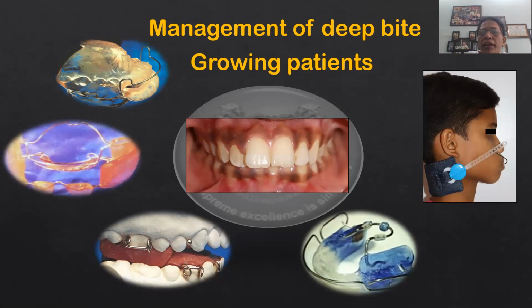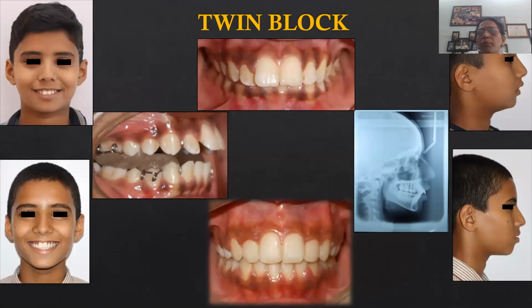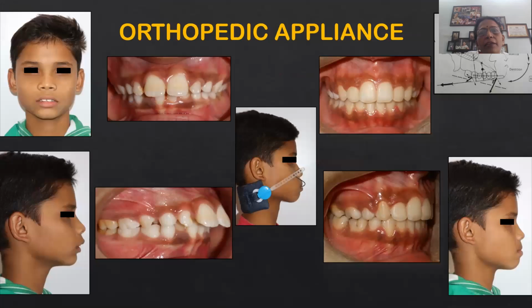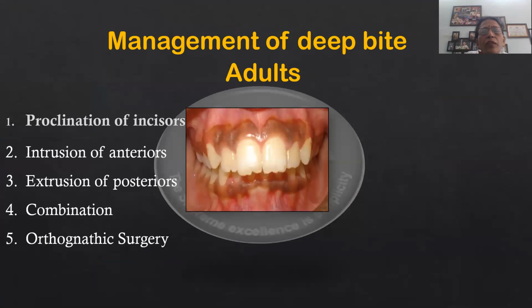There's an opening of the bite, there's an opening of the mandibular plane because of the trimming of the appliance, and this is a case with a twin block where we got beautiful results and the deep bite was corrected. Even with an orthopedic appliance, the cervical pull headgear brings about distalization and extrusion of the molar, which further makes the mandible open up and you get the results.